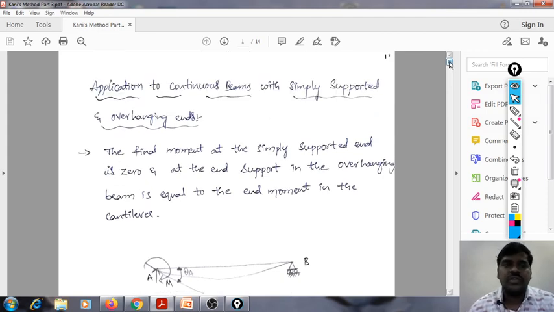So in the next videos, let's have a numerical problem on this method, followed by analysis of portal frames using Kani's method. Sorry, not portal frame method. Portal frame method will be in the next unit, number 3.